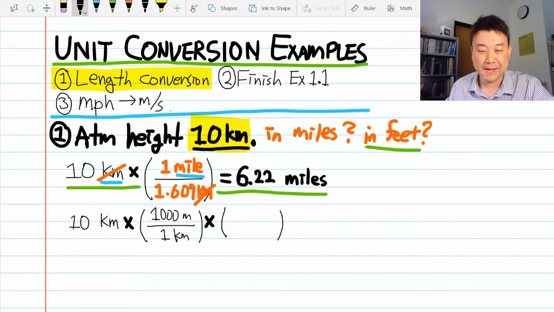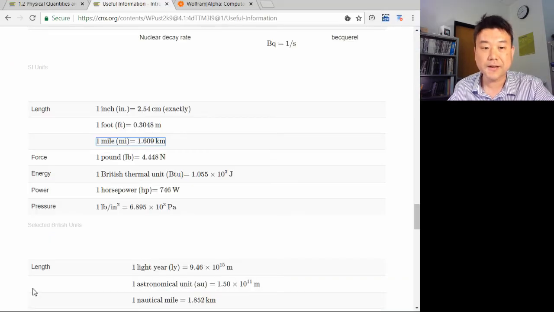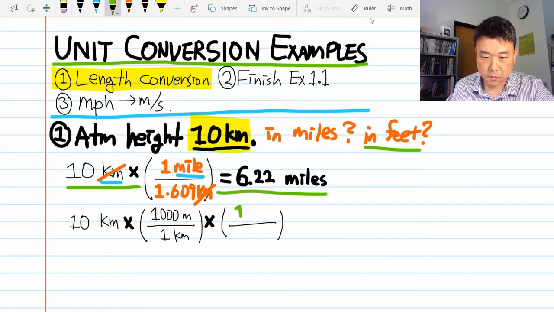All right, I don't actually remember what the meter to feet conversion was. So let me look back at the useful information. All right, so the meter to feet conversion is 1 foot per 0.3048 meters. Then you see that all the units we don't want cancel out.